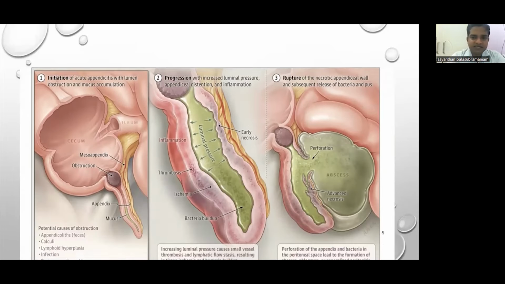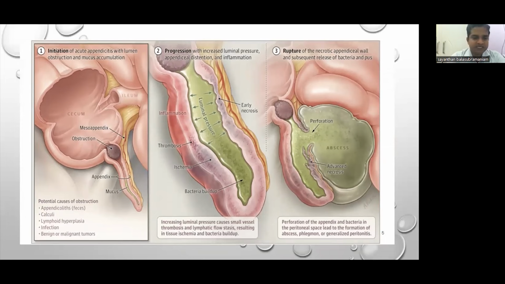So basically, we can see this picture. This is a very illustrative and easily understandable picture. You can easily see this is the normal anatomy of the cecum, appendix, and ileum. If you notice, there is some obstruction due to some particles that may be called fecoliths, sometimes calculi, sometimes lymphatic hyperplasia. Anything can obstruct this lumen.